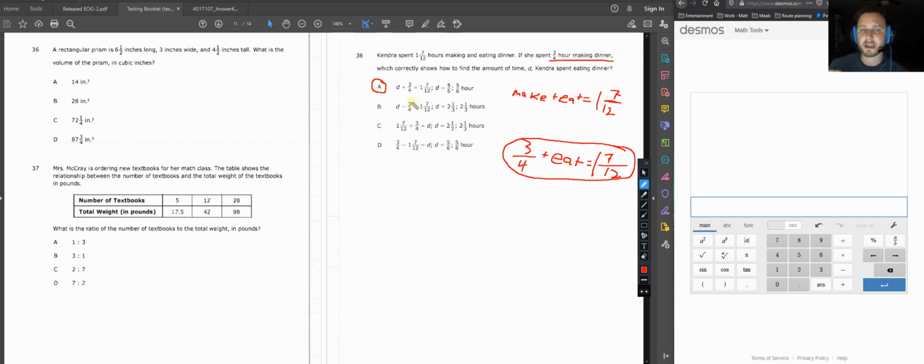It is going to be A: how much time she spent eating dinner plus the amount of time she spent making dinner will give me my total. That is what we were looking for. If you were looking for 1 and 7/12 minus 3/4, that would also give you the right answer, but it's not an answer choice. Also, if you chose D because you knew the answer was 5/6 but didn't read the equation, now you understand why you might have gotten it wrong.